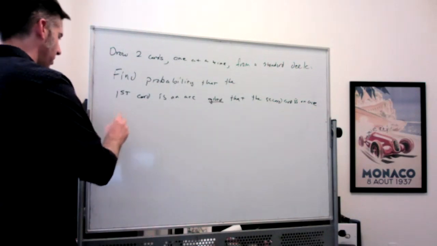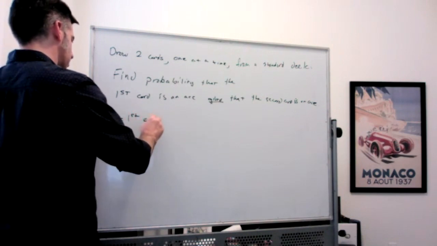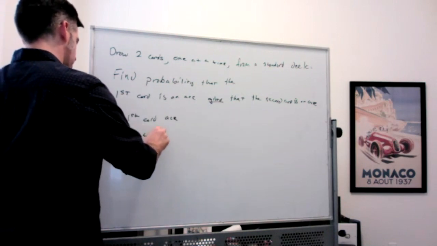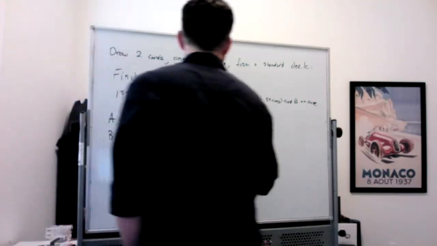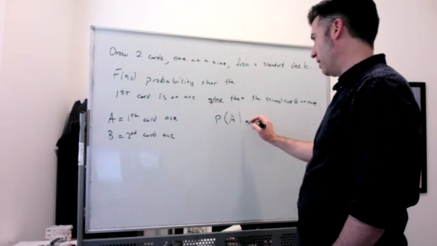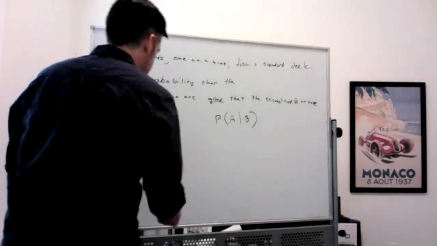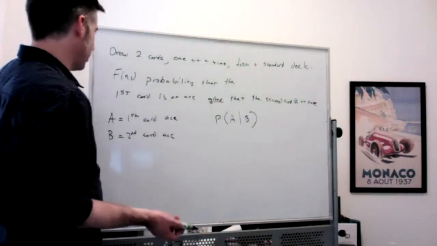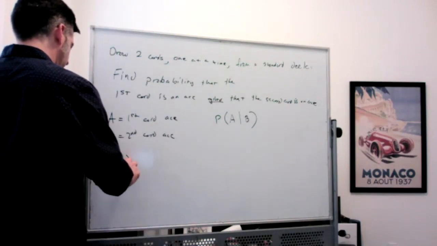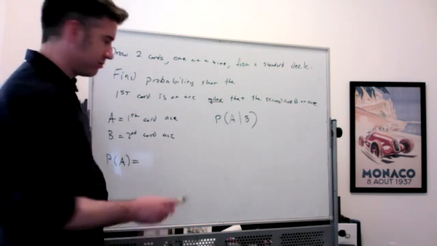So we want to find, and let's label these, A is the first card is an ace, B is the second card is an ace. Now we want to find the probability that the first card is an ace, given that the second card is an ace. And we can figure these out, right? We know that the probability of the first card being an ace, just in general, is 1 out of 13, or 4 out of 52, right?